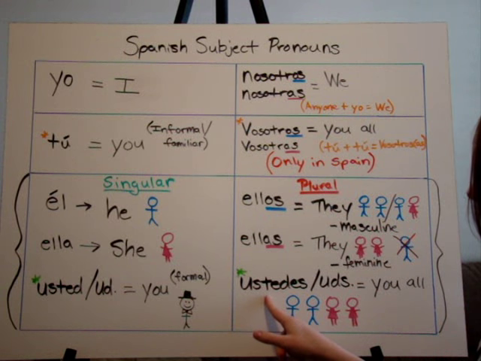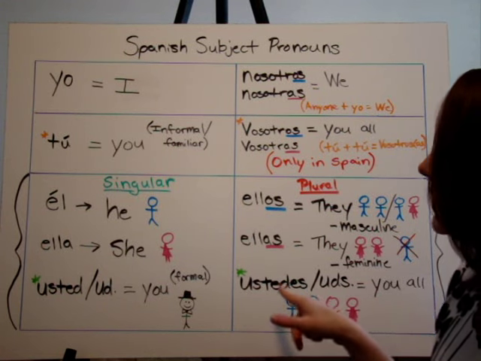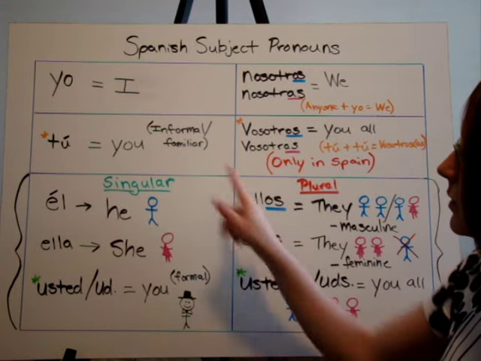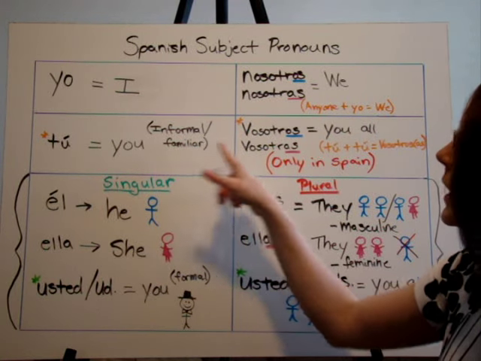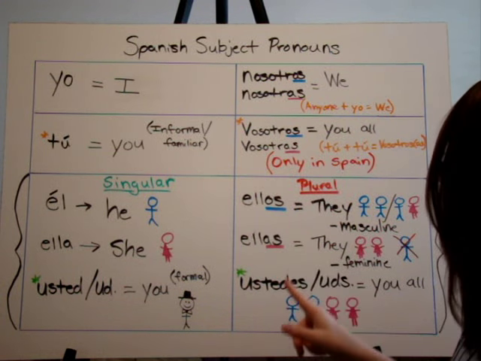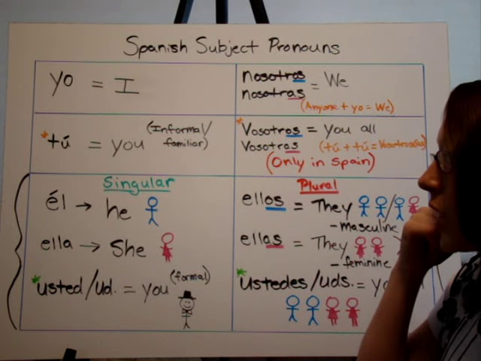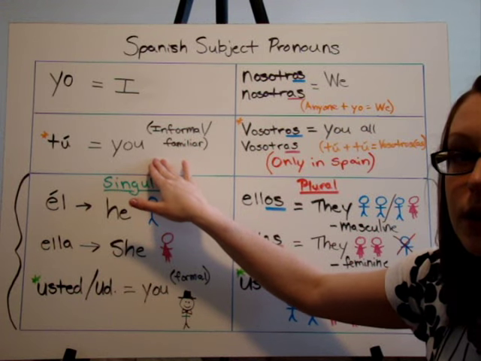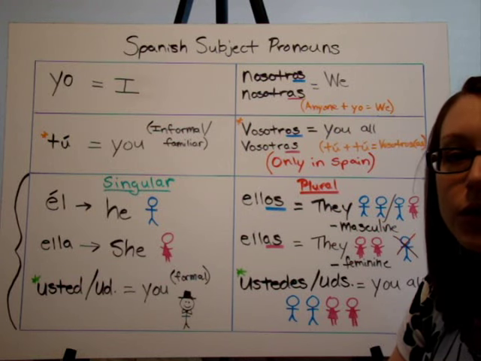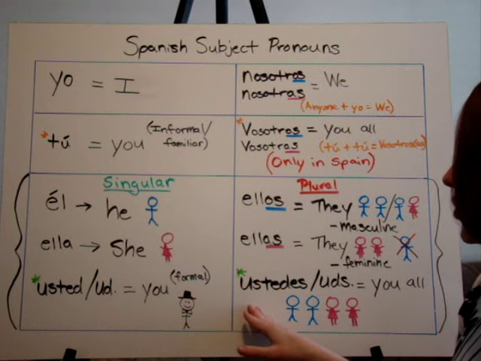And then you have ustedes. Ustedes, or you can abbreviate it UDS period, is the plural form of usted. So in Spain, the plural form of tú is vosotros. But since this is only used in Spain, ustedes is used everywhere else in the Spanish-speaking world. So if you were talking to a familiar friend, you would say tú. But if you're referring to familiar people, but it's a group of friends, and you want to say you all, and you're not in Spain, then you would use ustedes.